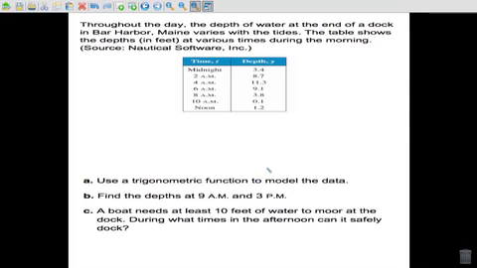And then once you've got your function, you'll plug in 9 a.m. and 3 p.m. to find your depth. So you'll plug those in for your x. And then for part C, you'll plug in 10 for y, and you can figure out what values are applicable for that. So what x's are going to give you at least 10 feet of water.